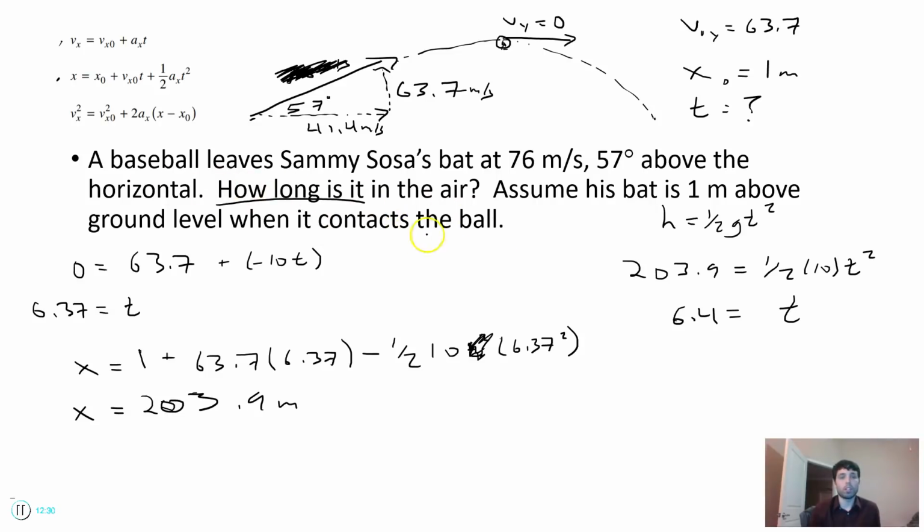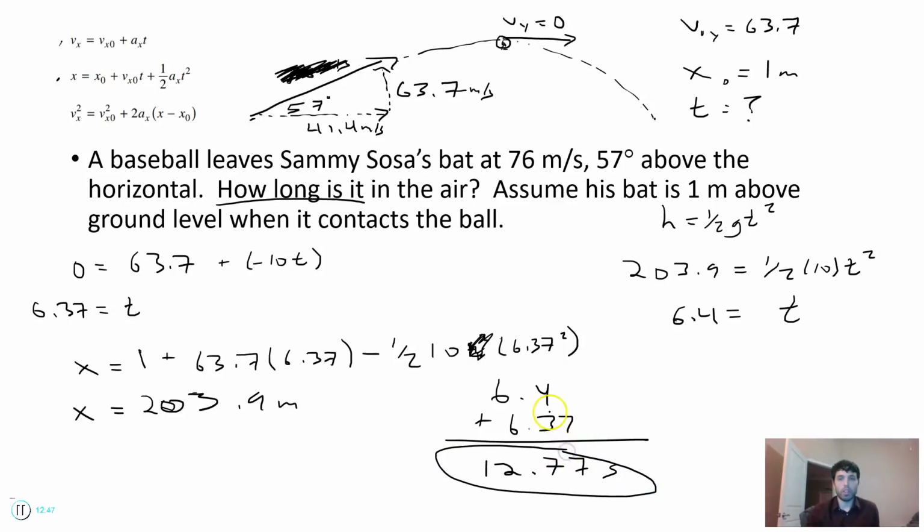It didn't ask us how far it goes, so that's cool. So 6.4 plus 6.37, we add them up, and we get 12.77 seconds. And that's it. That's our time. That's how long a ball is in the air for. I don't think it asks us to find anything else, did it? How long is it in the air? And no, that's it. Okay. Cool. Let's go to the next one.